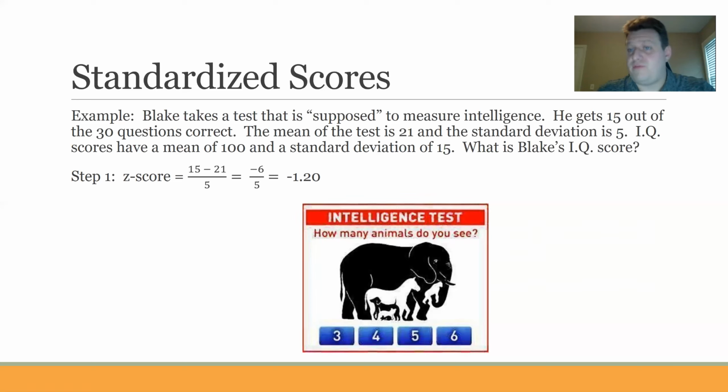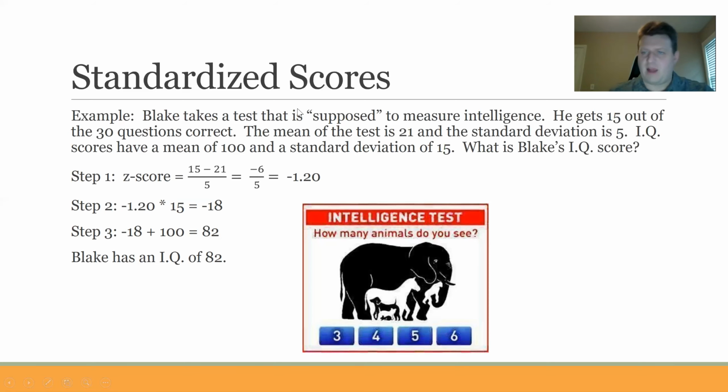All right, we're going to multiply this by the new standard deviation, the standard deviation that we want. And for an IQ score, that new standard deviation is 15. So we're going to multiply this by 15, and we're going to get negative 18. All right, negative 18. And then we're going to add this to the new mean. The new mean that we want to have is 100, because again, the average of IQ scores is always 100. So negative 18 plus 100 is going to give us 82. And so we're going to say that Blake has an IQ of 82. All right. So not too terribly difficult, just a few more steps above and beyond calculating the z-score.